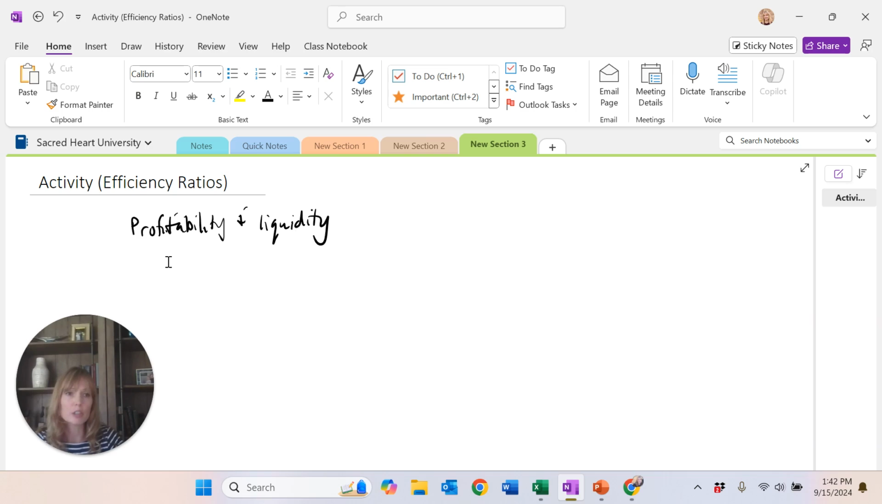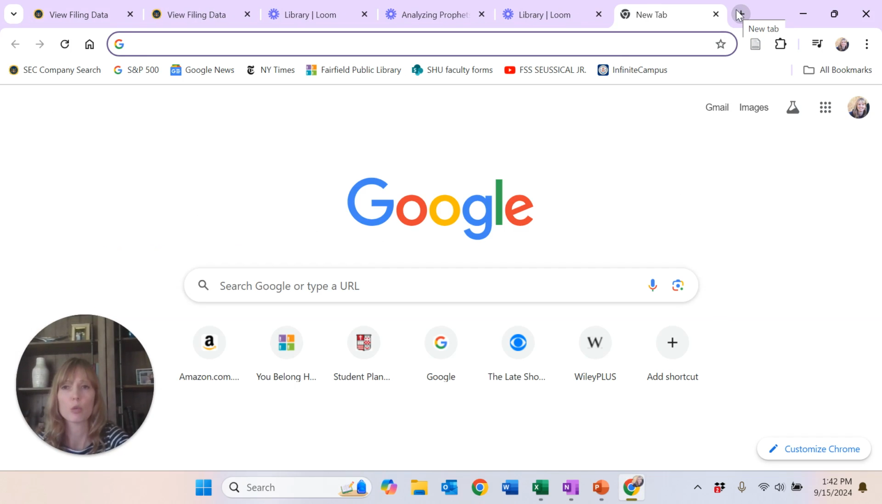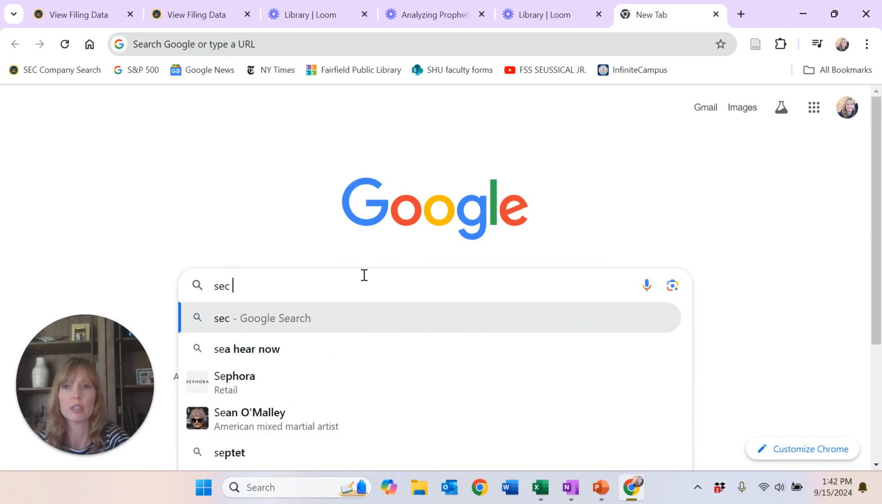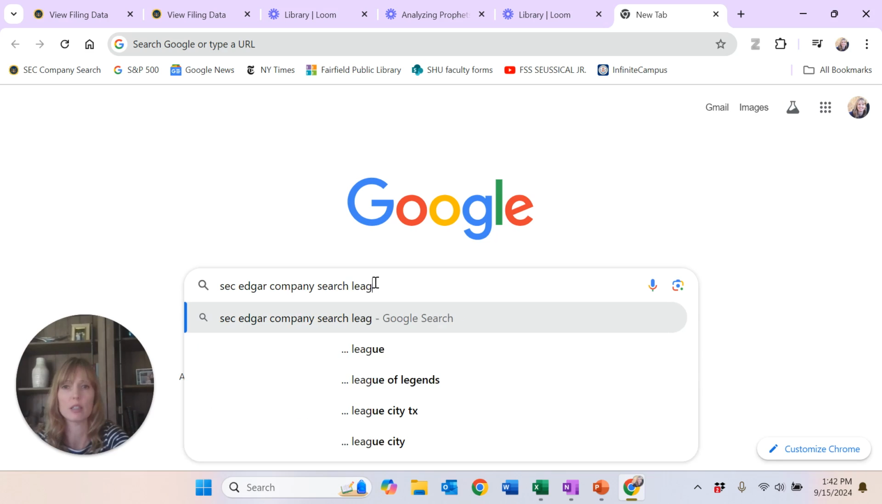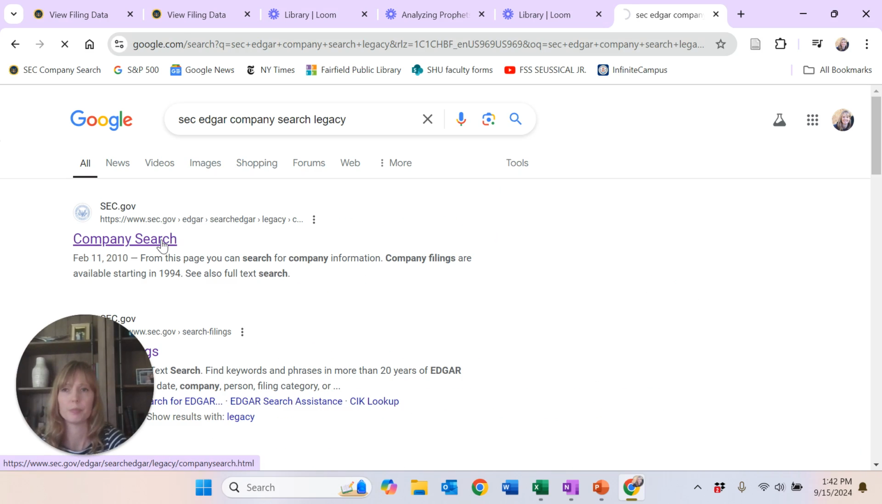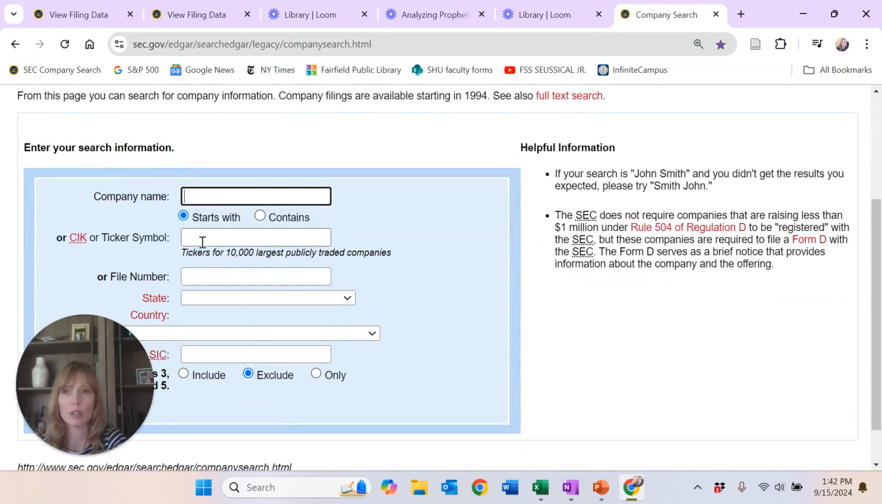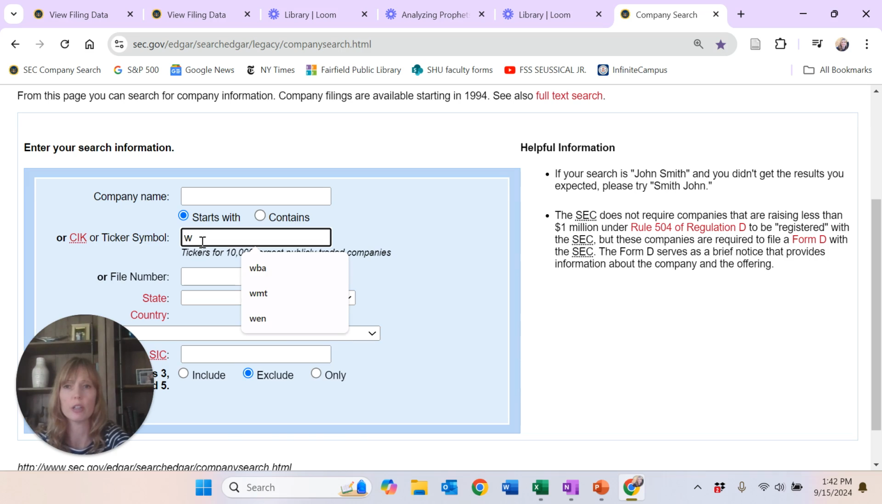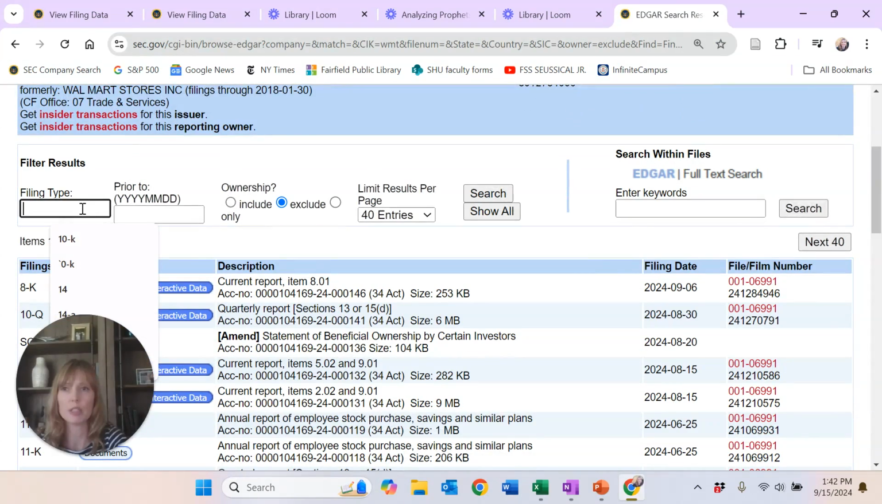To get started, what we're going to do is pull down some financial statements. Let's look at the financial statements of Target and Walmart. So I'm going to type into Google SEC Edgar company search, and I like the legacy. To get Walmart, I'm going to type in their ticker, WMT. The filing type is 10-K.